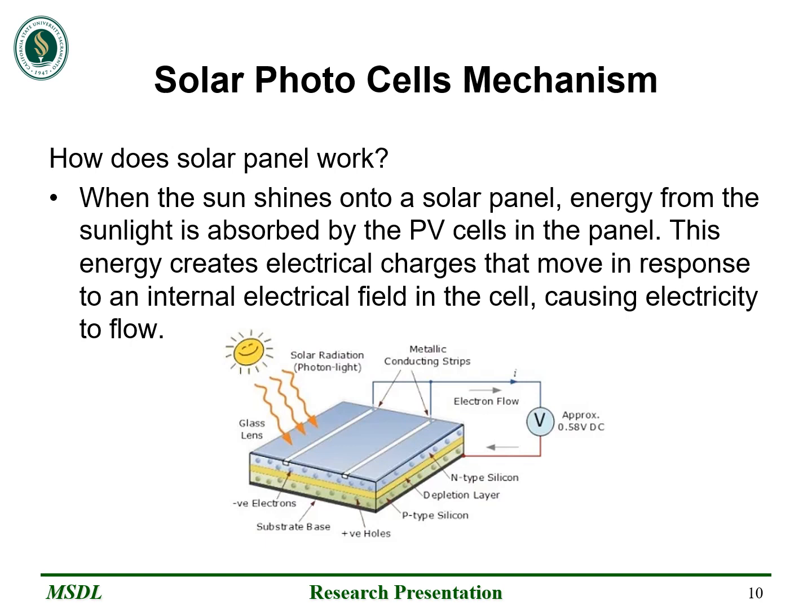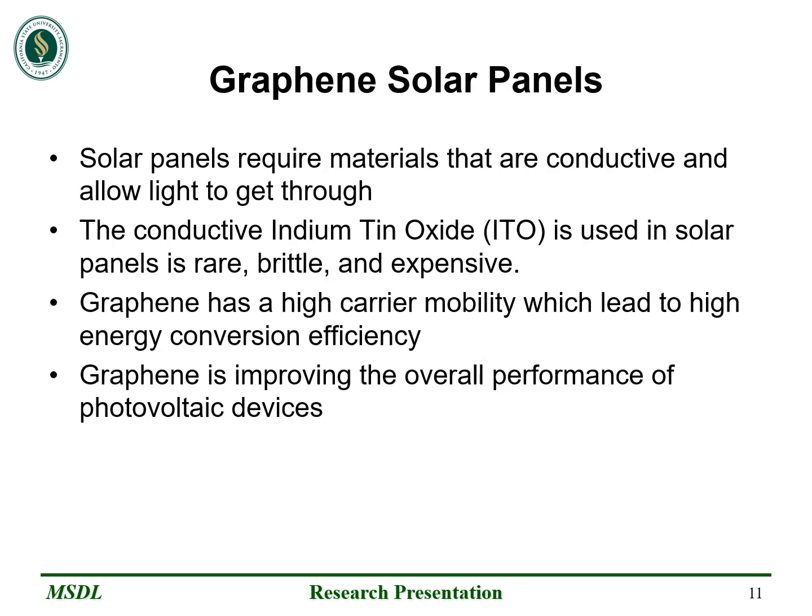These metallic strips will block sunlight from passing through, and this can be eliminated by using graphene. Solar panels require materials that are highly conductive and which allow light to pass through. The indium tin oxide used in solar panels is rare and also brittle, and it's highly expensive.